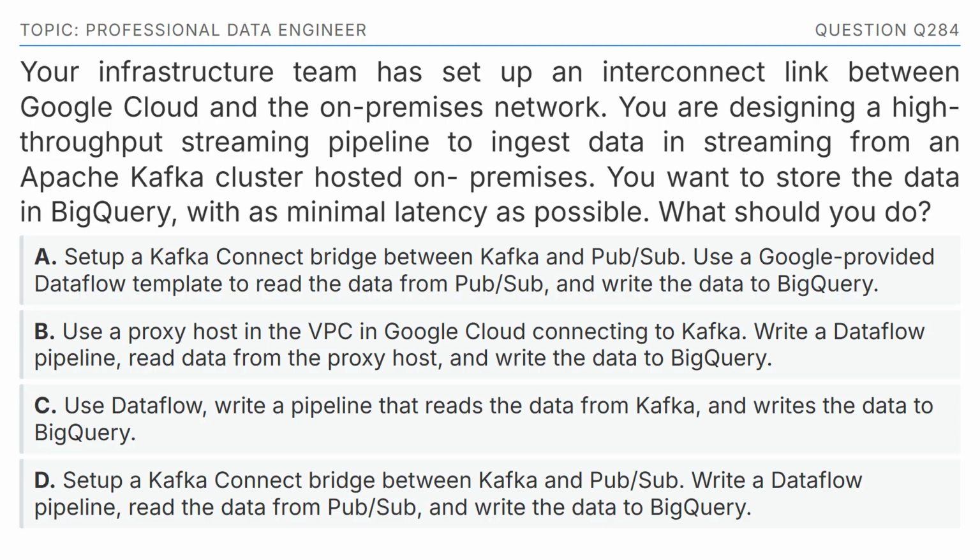Option B, use a proxy host in the VPC in Google Cloud connecting to Kafka. Write a Dataflow pipeline, read data from the proxy host, and write the data to BigQuery. Option C, use Dataflow, write a pipeline that reads the data from Kafka and writes the data to BigQuery. Option D, set up a Kafka Connect bridge between Kafka and pub/sub. Write a Dataflow pipeline, read the data from pub/sub, and write the data to BigQuery.